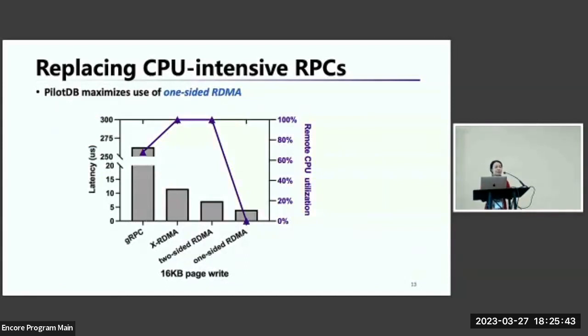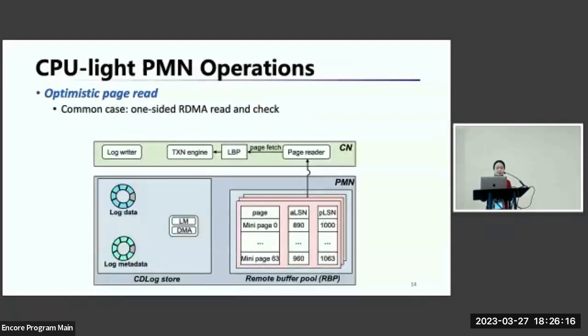Another thing, a crucial decision we make in our design is that we try to maximize the use of one-sided RDMA whenever possible. We have found that despite recent improvement, RPC implementations still cost very high latency compared to RDMA. And among the RDMA options, one-sided RDMA offers not only the lowest latency, but also consumes almost zero CPU cycles. Therefore, the majority of our data operations is done by one-sided RDMA. And that is a design decision that finally allows the PMN side to be truly compute light.